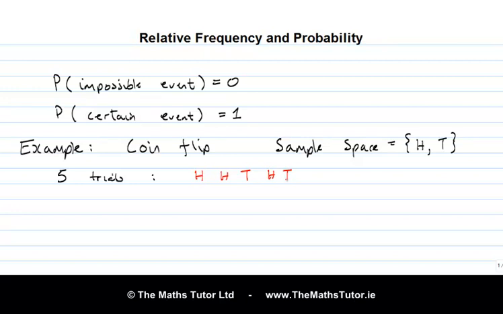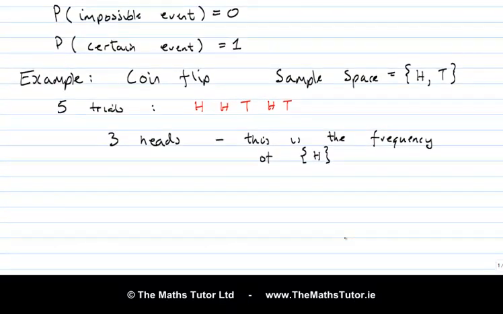So what could we do? Well, we can count the number of heads here. So we have 3 heads. And we call that number the frequency. So that's the frequency of the event, and the event in this case is the event consisting of heads. Okay, so that's the frequency. The relative frequency is what we get by dividing that number by the total number of trials. So 3 divided by 5 is the relative frequency.